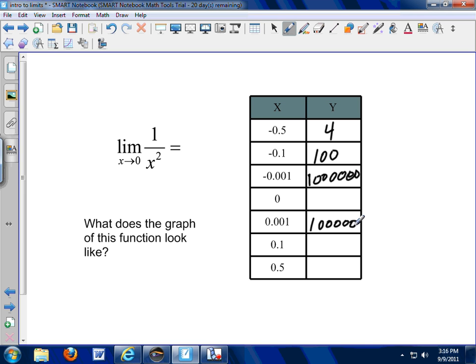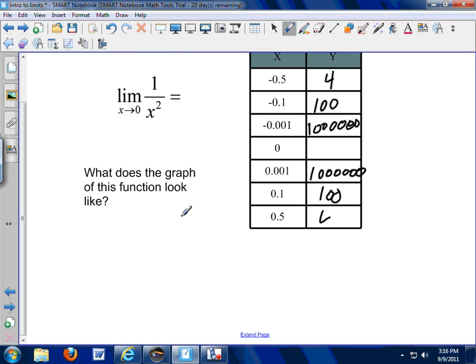If I kept getting closer and closer to 0, like 0.0001, this number just keeps getting bigger and bigger and bigger, and we have some issues, right? You know what the graph looks like. Graph looks like this, like that. Oops, except we're supposed to stay on this side of the axis, but you know what I mean. It's that volcano graph.